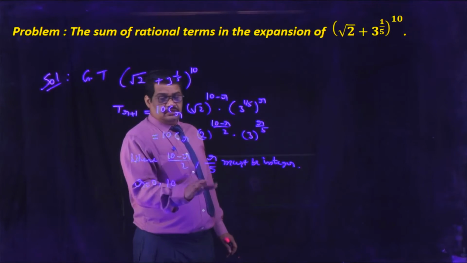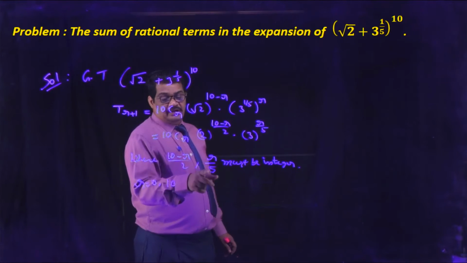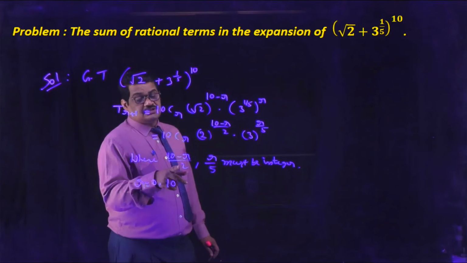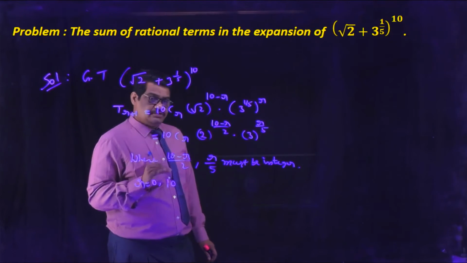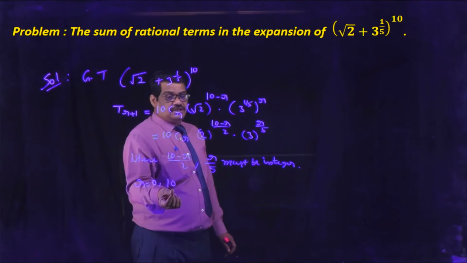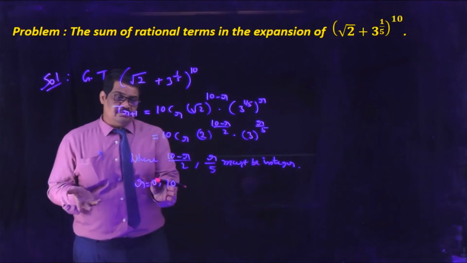Then the next multiple of 5 is 10. So 10 by 5 is divisible. Here 10 minus 10, that is 0 by 2, is divisible by 2. Okay. Now, this is the maximum value, that is, the index here is 10. Okay. These two are the rational terms.